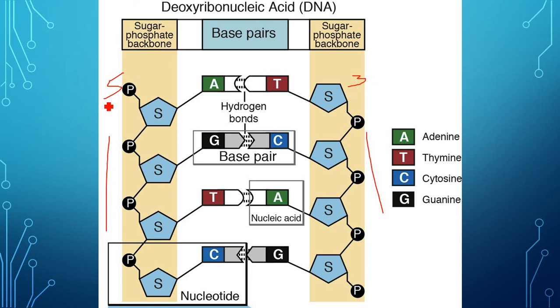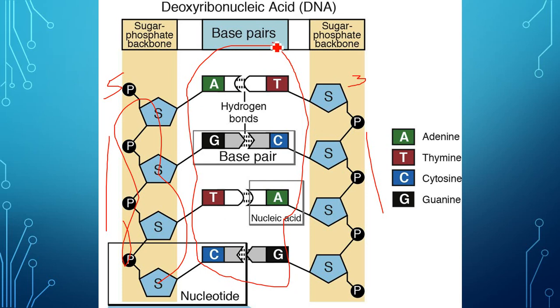So this is one polynucleotide strand, this is another polynucleotide strand. Both are anti-parallel. You can see this is the 5' carbon position, this is 3'. So the two strands run 5' to 3' and 3' to 5', opposite. And the backbone of the DNA molecule is made up of sugar and phosphate.